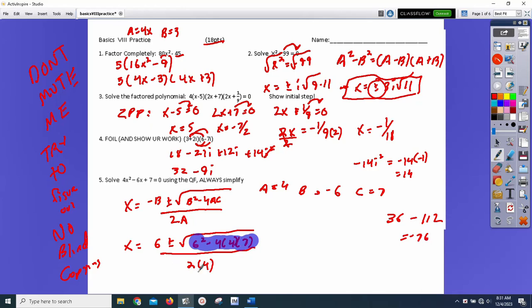Now, I've got this piece over an 8. And I've got this funky looking number right here sitting over an 8. So 76 is divisible by 4. It's 4 times 19. So let's think about this as the imaginary root of 4 times 19, which is 2i root 19. 6/8 reduces to 3/4, plus or minus 2 over 8 would be 1/4, i root 19 over 4. There's 1 through 5.